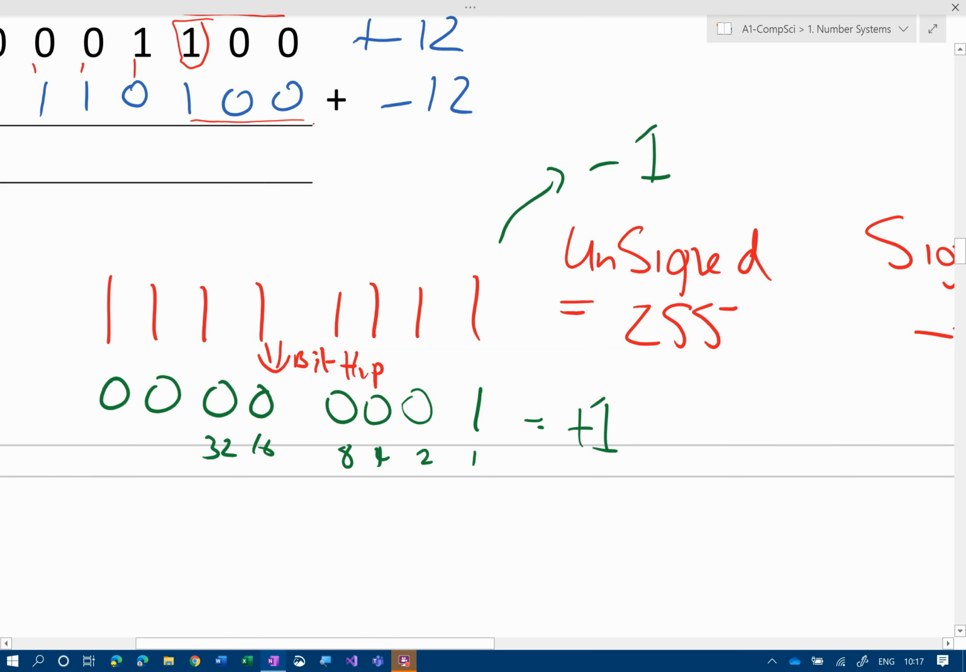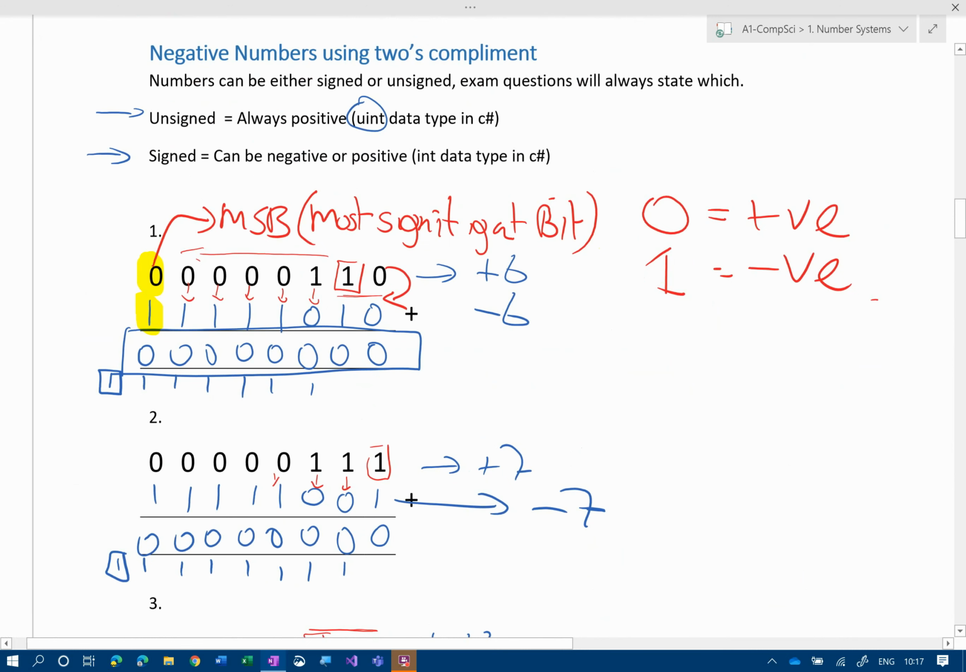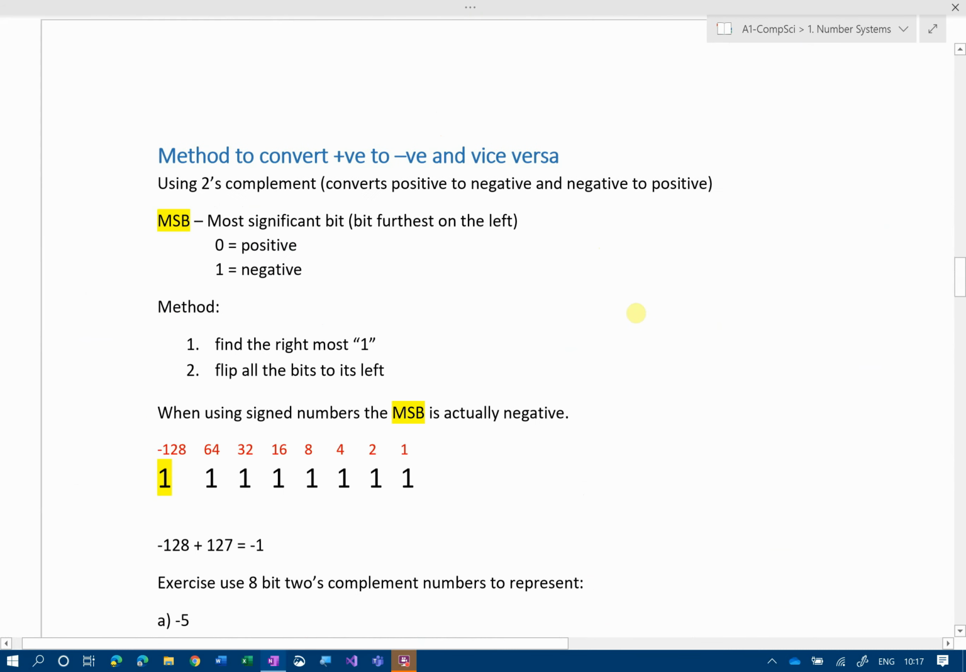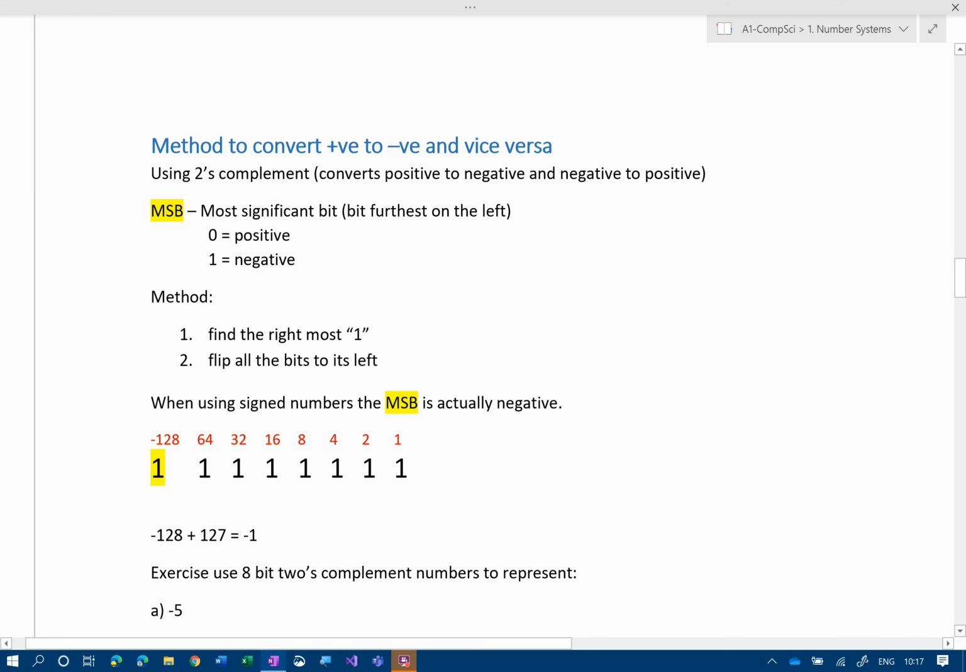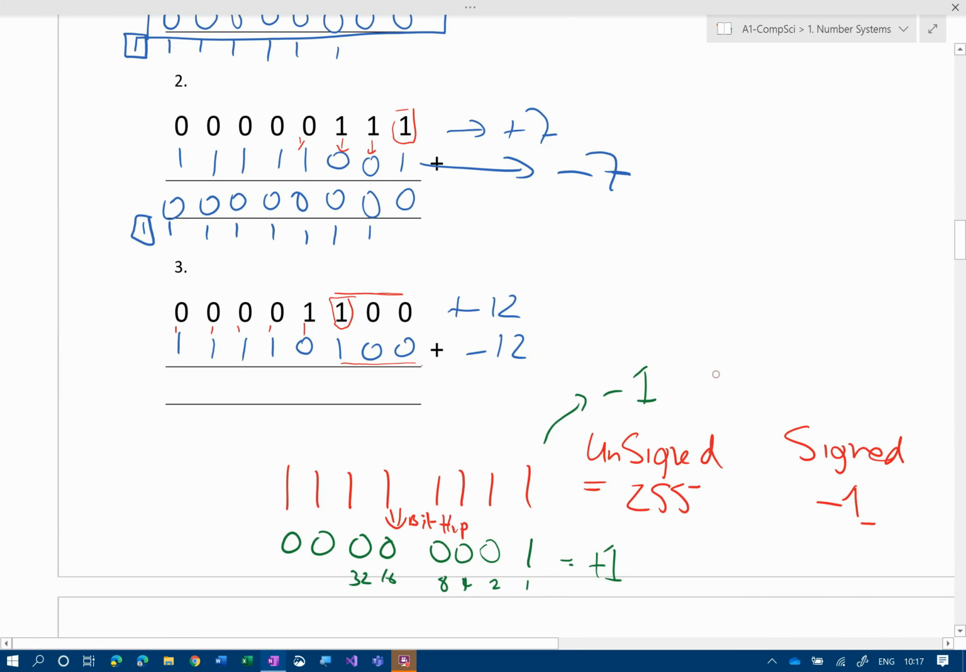So in summary, if you've got a positive number and you want to convert it into negative, you find the rightmost one bit and then flip all the bits to its left. Over the page, that is essentially just saying that, using 2's complement. 2's complement is just the name of the method. If the MSB is 0, it's a positive number. If it's 1, it's a negative. So find the rightmost one and flip all the bits to its left. Now, another way of looking at that, let's have a look at this minus.